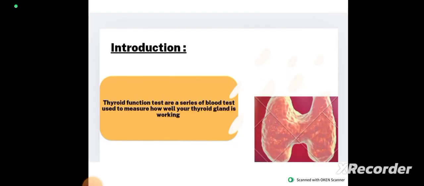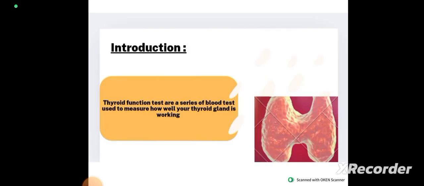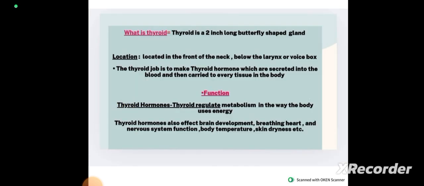Introduction. Thyroid function tests are a series of blood tests used to measure how well your thyroid gland is working. Here in the picture, you can see the thyroid gland. What is thyroid? Thyroid is a 2-inch long butterfly shaped gland. Here in this picture you can see it is a 2-inch long butterfly shaped gland. It is located in the front of the neck below the larynx or voice box.